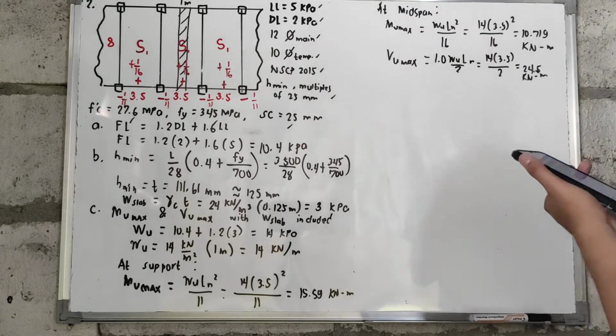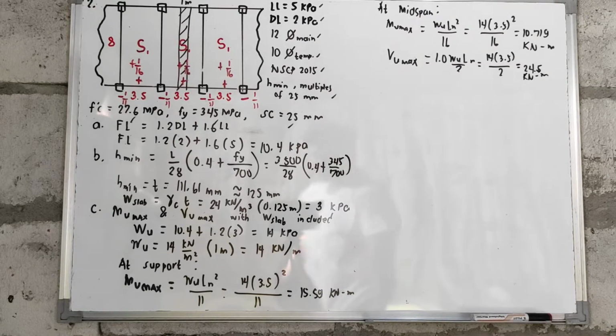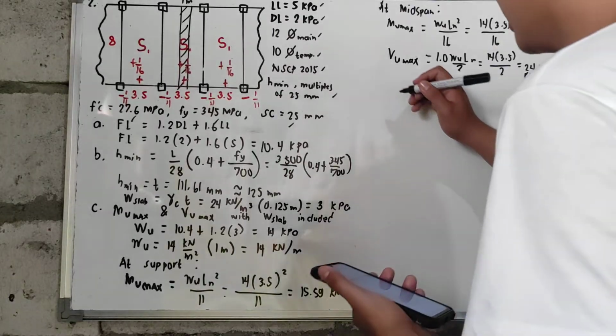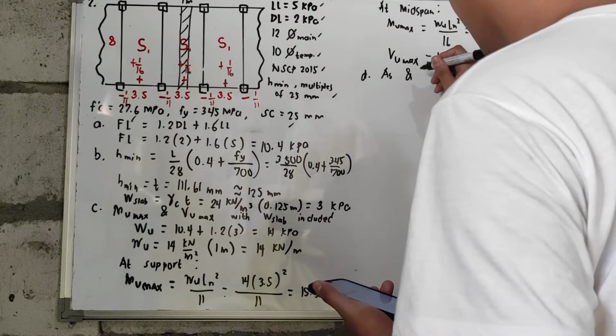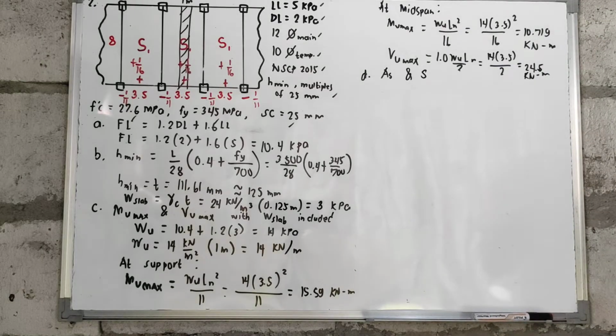kilonewton. Next, after we compute for the value of your Mu max and the value of your Vu max, let us now calculate the value of your reinforcement sa main bars. Let's compute for the value of your As and the value of your spacing. Sir, paano po natin gagawin yan?